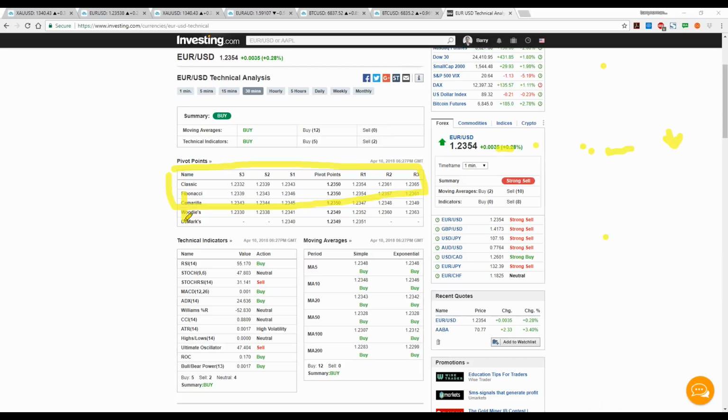Now, we don't want to use these 3 other levels down below because those are system support and resistance levels, and you have to be using one of these strategies to use them. So we want to stay with the classic. We also want to make sure that the time frame is equal to the time frame we're using on our charts.